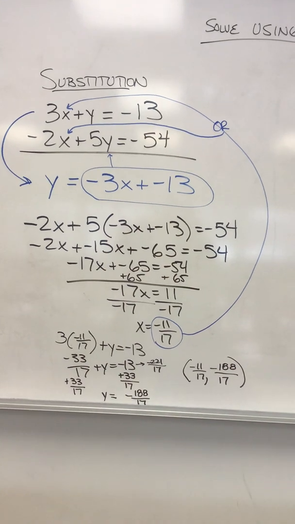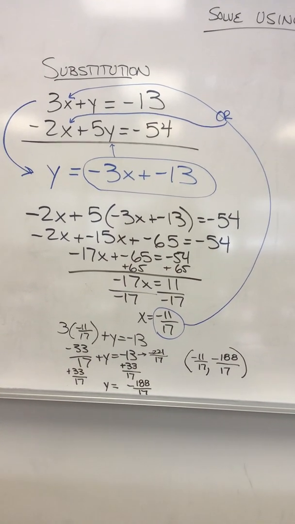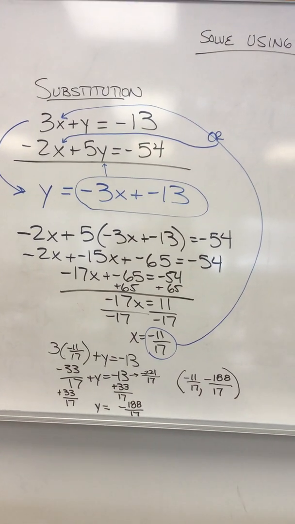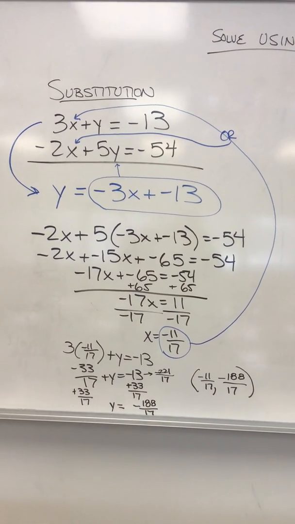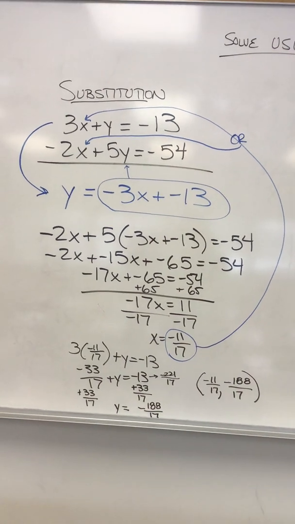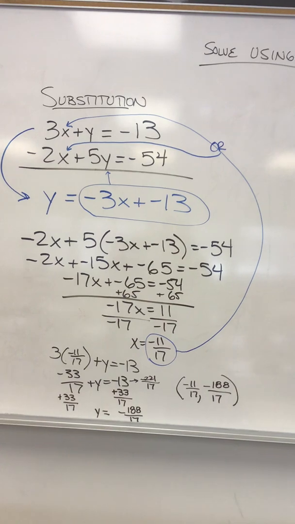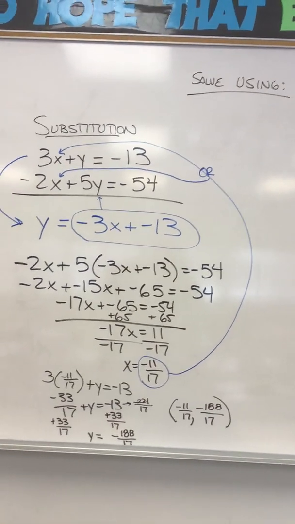Go ahead and solve for x. You can see the steps I took there. And we get x equals negative 11/17. Sometimes our answer is a fraction. We have the opportunity to go back and check our work when we're all done with this.